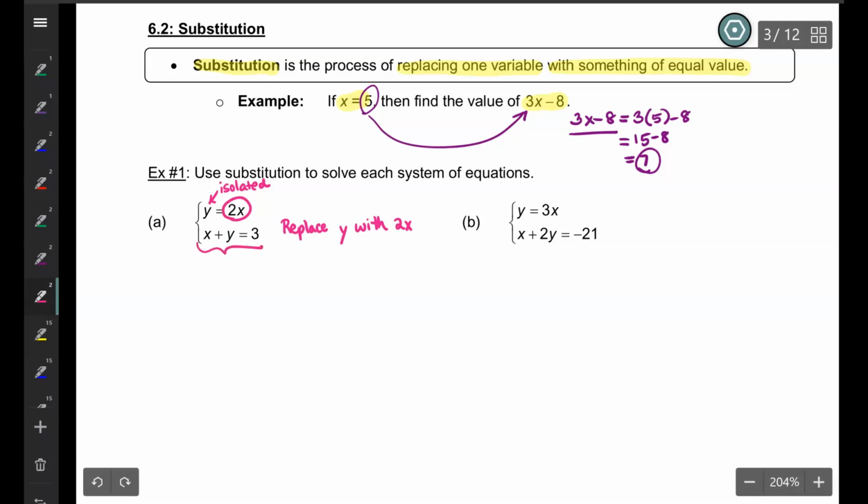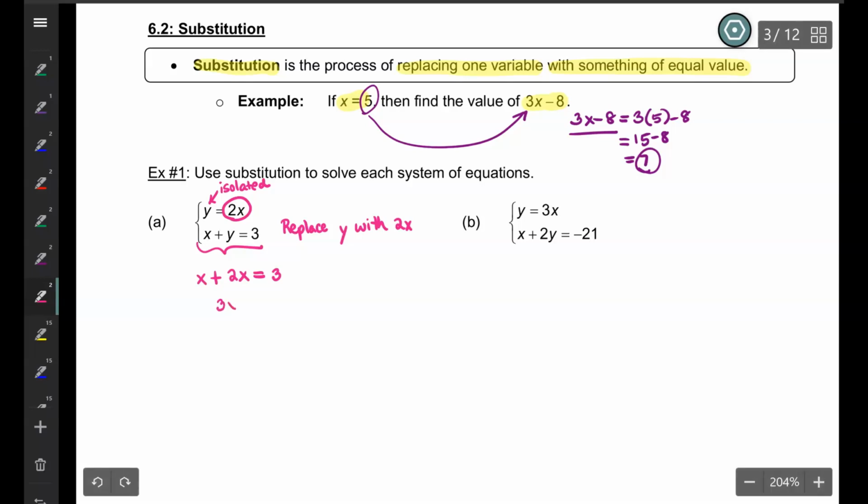So basically we're going to put 2x where the y is. I'm taking this equation. We have x plus, instead of y, we're going to replace that with a 2x, and then equals 3. So we keep that equation all together. The reason we do this is we want to come up with an equation with just one variable. All right, so let's go ahead and solve.